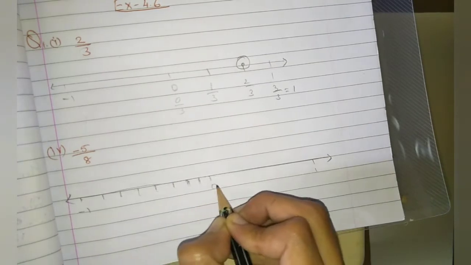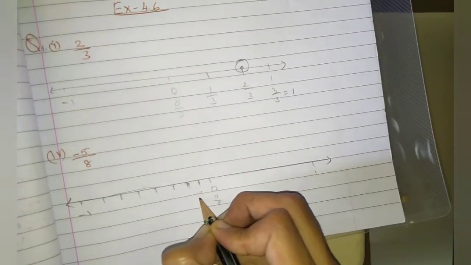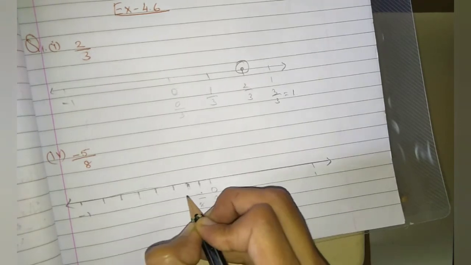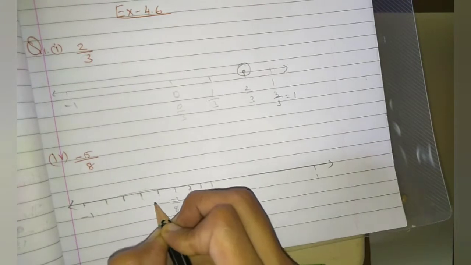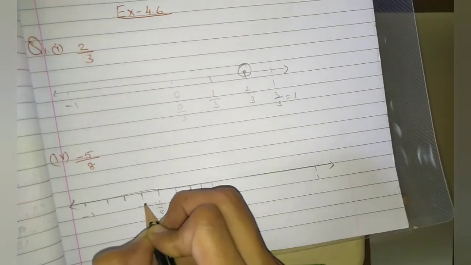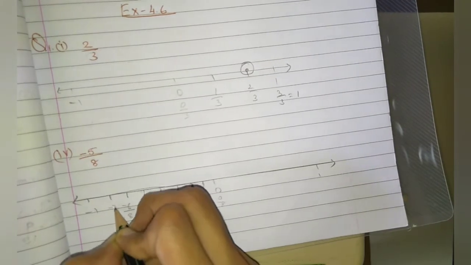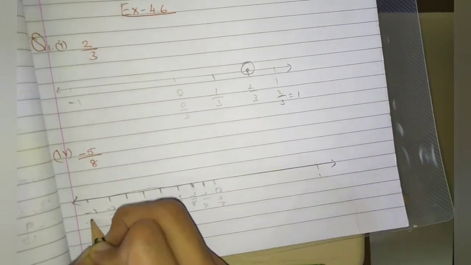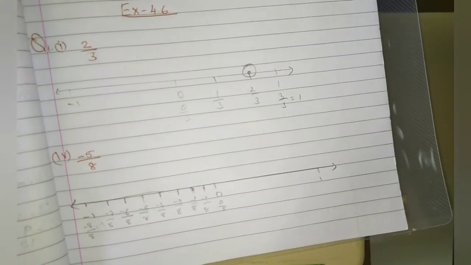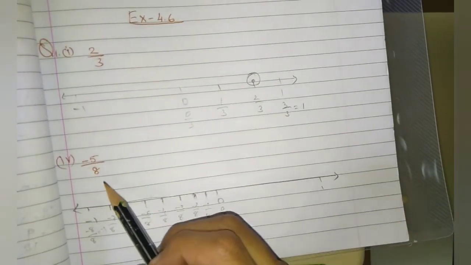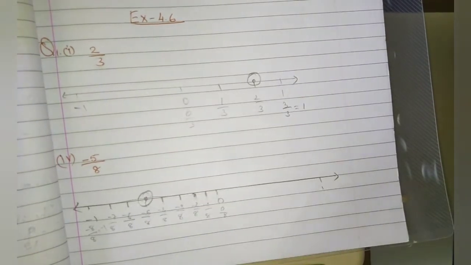Now this is 7 marks. So 0 upon 8, -1 upon 8, -2 upon 8, -3 upon 8, -4 upon 8, -5 upon 8, -6 upon 8, -7 upon 8 and -8 upon 8, which is -1 only. Now which number do we indicate? Minus 5 upon 8. So here it is minus 5 upon 8.